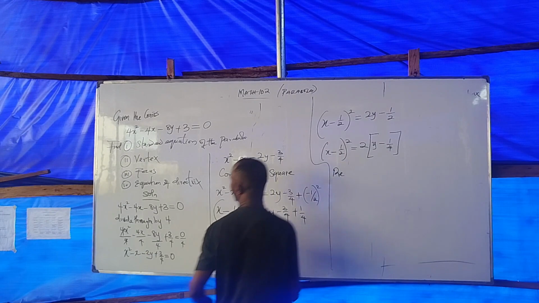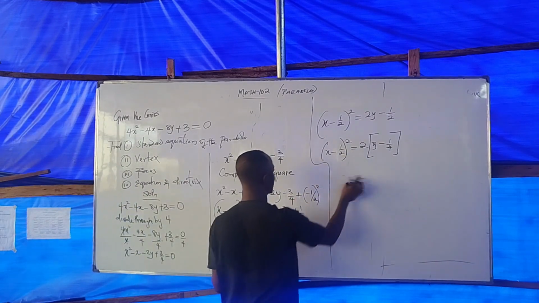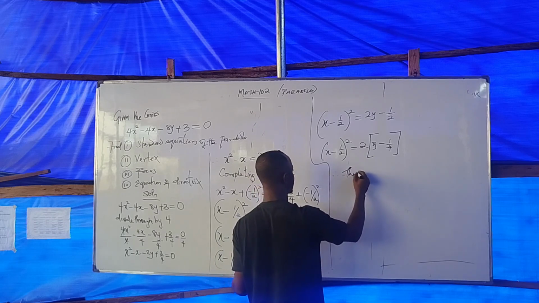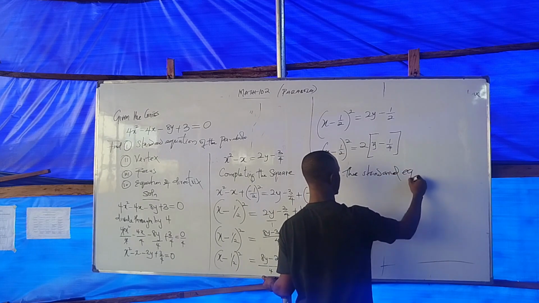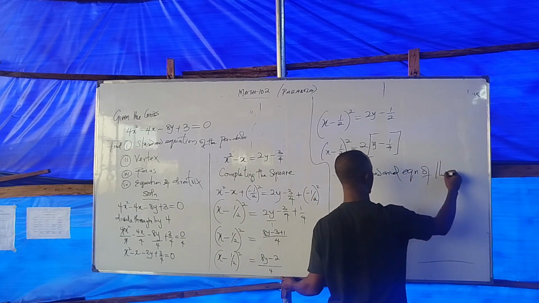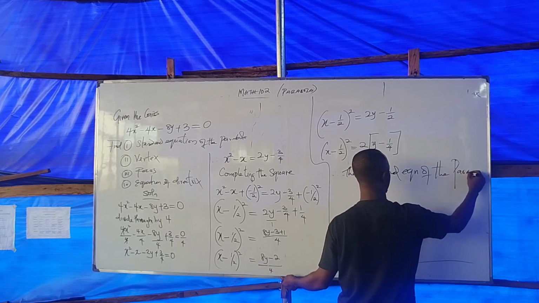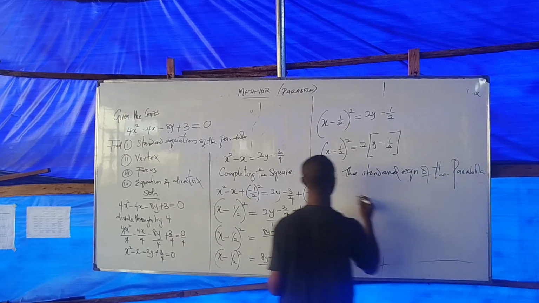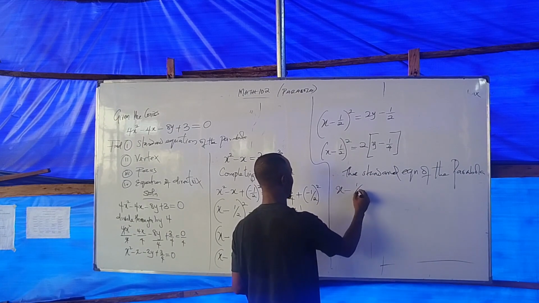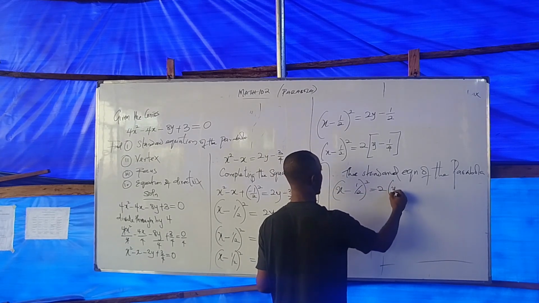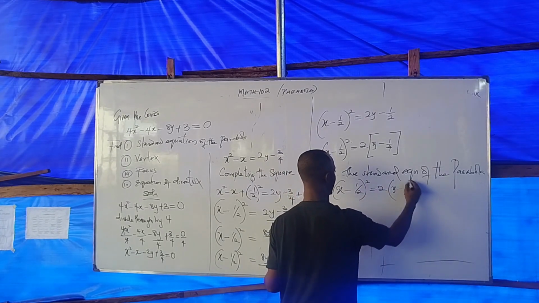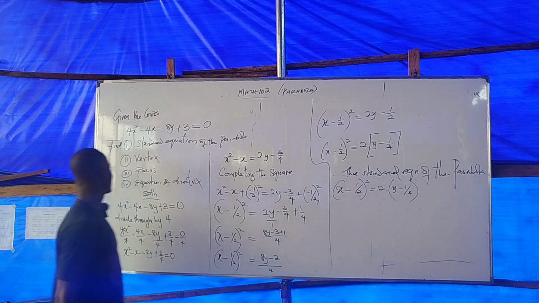recall, that's the first one, right? Therefore, the standard equation of the parabola becomes x minus half, all squared, equals 2 in brackets, y minus 1 over 4. So we have to find what again? What's the next? The vertex.